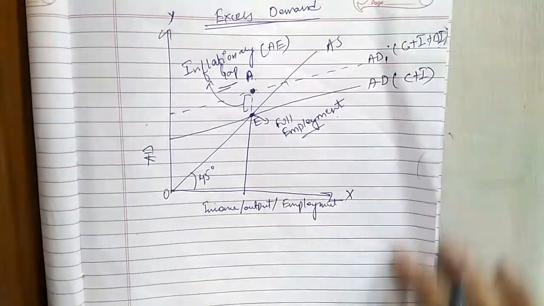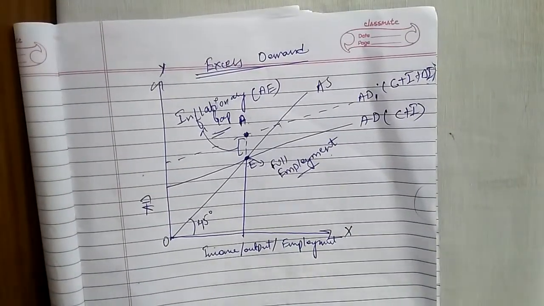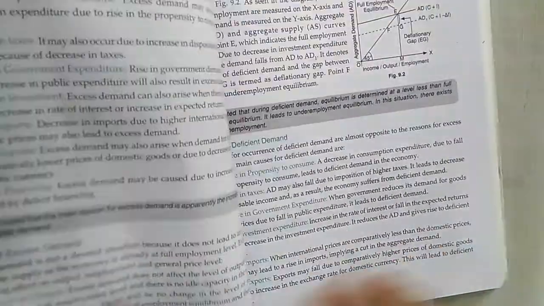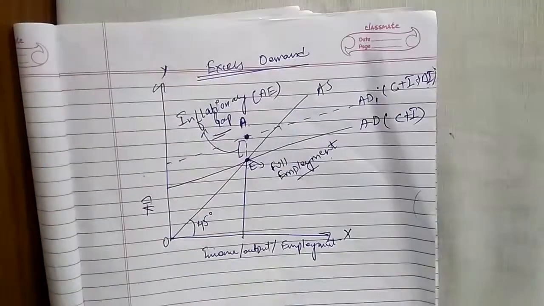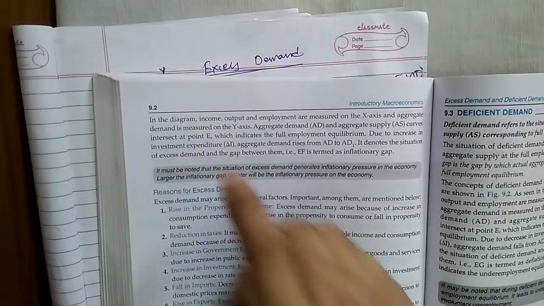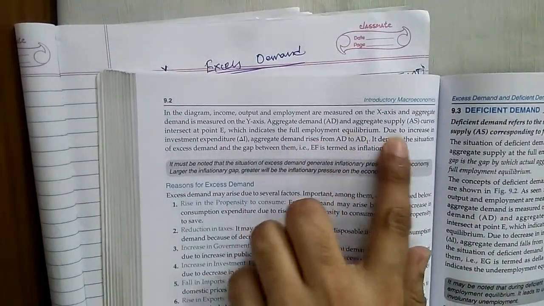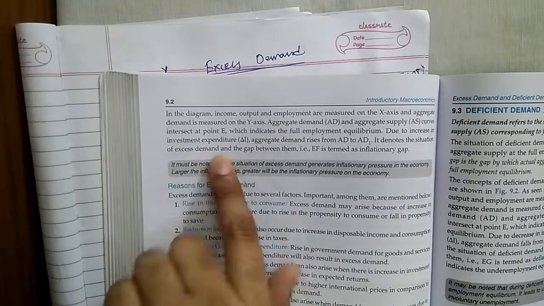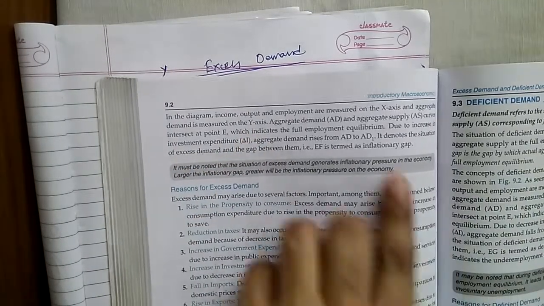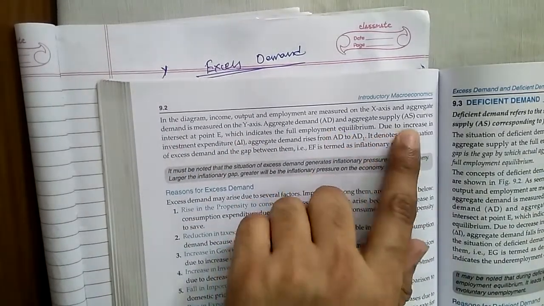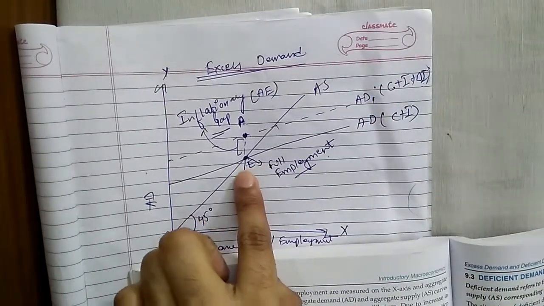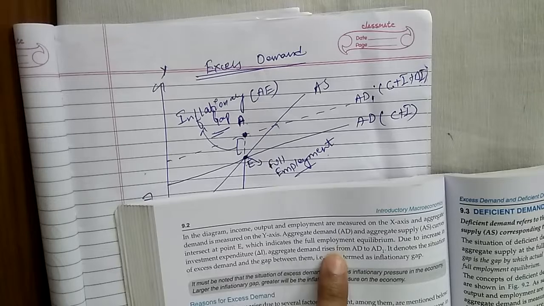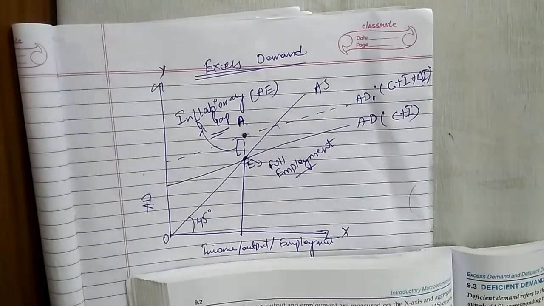Fine. Hope this diagram is clear. Now study a few more points related to this. As shown in the diagram, it is very nicely written in this book. Income, output and employment are measured on the x-axis and aggregate demand on the y-axis. The AD and AS curves intersect at point E, which indicates the full equilibrium level.